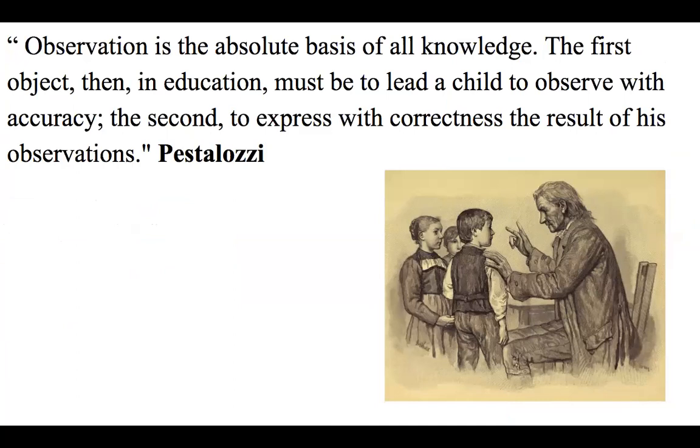And observing. Observation is the absolute basis of all knowledge. The first object then in education must be to lead a child to observe with accuracy. The second, to express with correctness the results of that observation. That's something in all disciplines of education. You want the student to see, observe, and then draw conclusions, and come to their own conclusions on something.